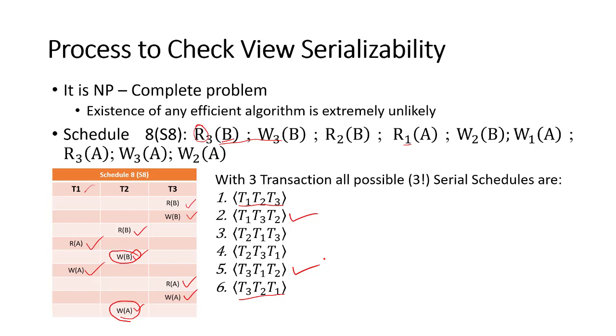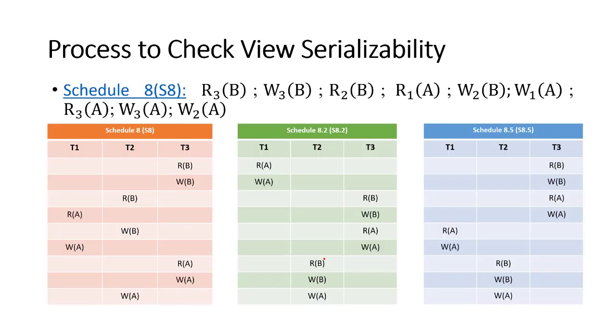Now what do we need to check? We are going to check the other two conditions: which transaction is performing the initial read, and then the write and read combinations between the schedule and the serial schedules. If we perform that, let us come to here. Here you can see that we are representing schedule 8, and we are representing two other schedules: schedule 8.2, which is a serial schedule, and schedule 8.5, which is another serial schedule.